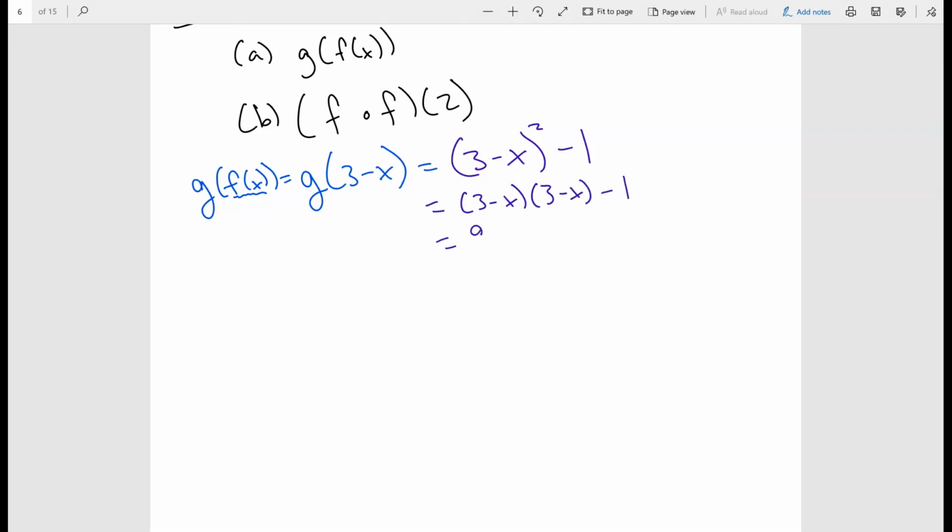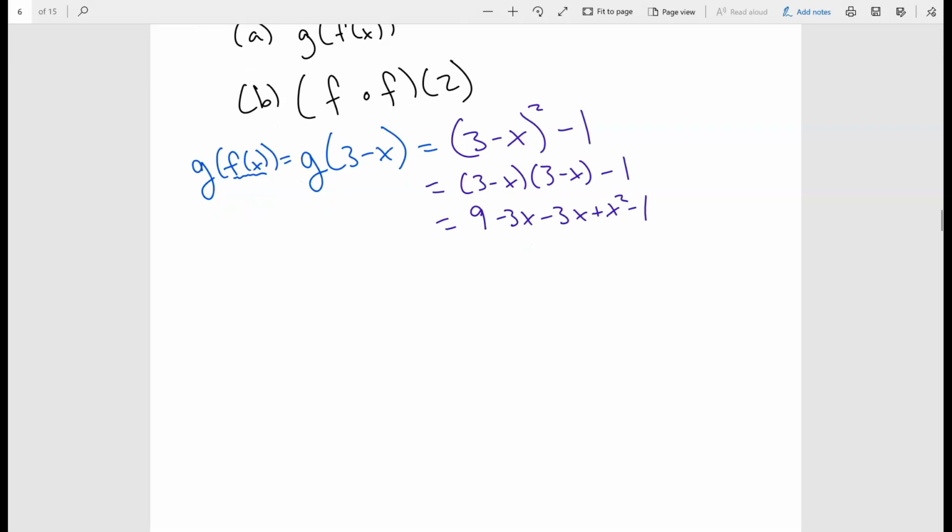FOIL this out, that's going to give me a 9 minus 3x plus x squared minus 1. So I like writing the x squareds first. This and this is going to give me a negative 6x. And then this guy and this guy is going to give me a positive 8. Okay, so that's that guy. So that's part A.